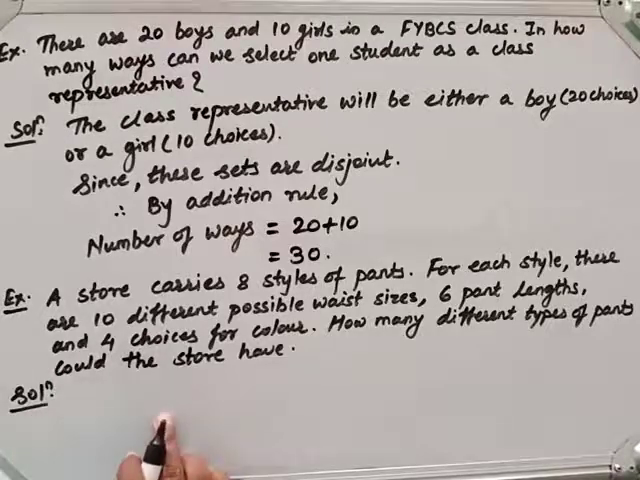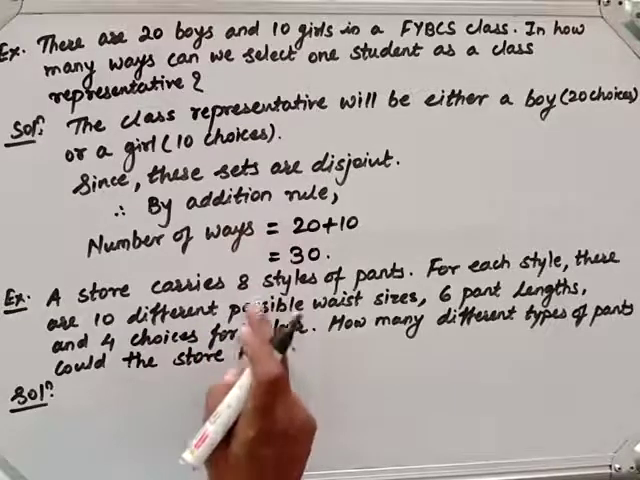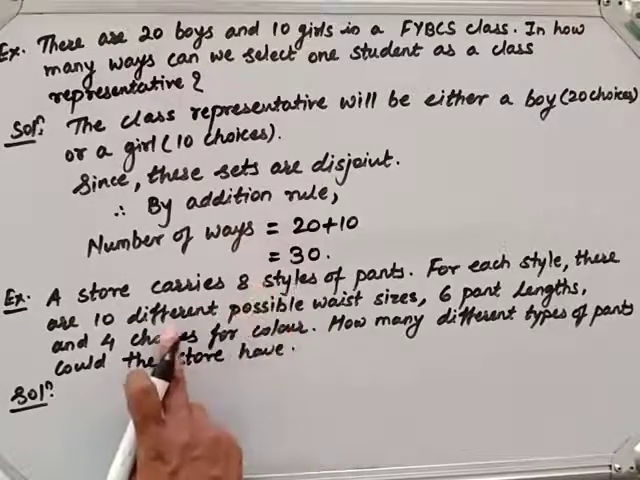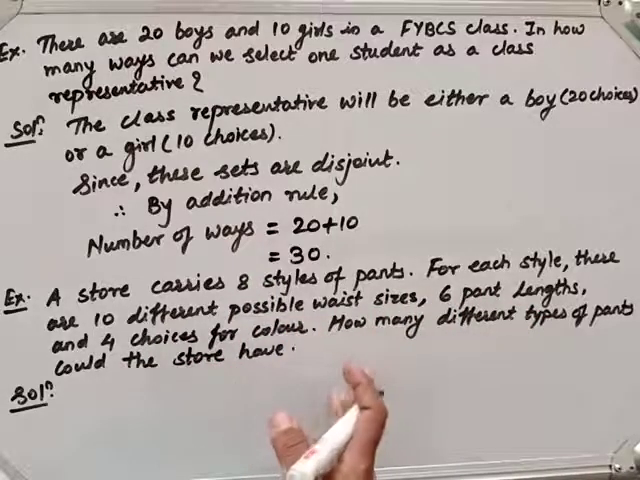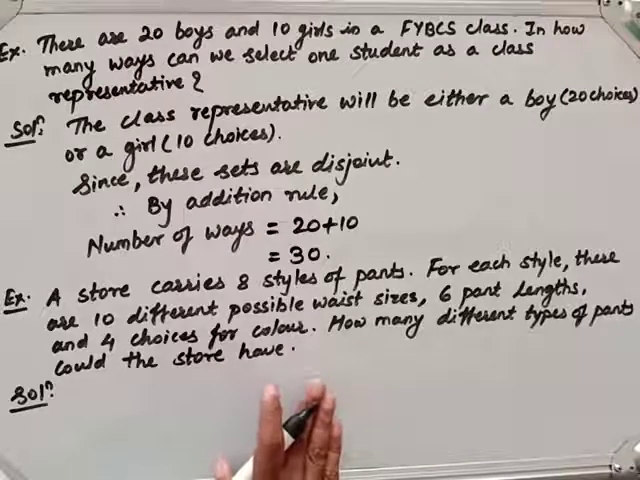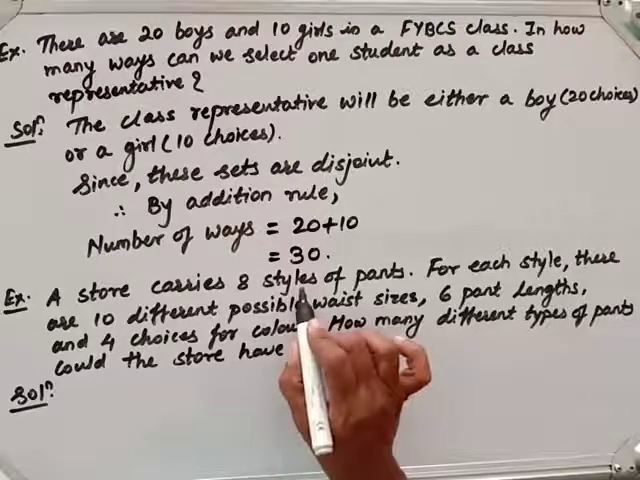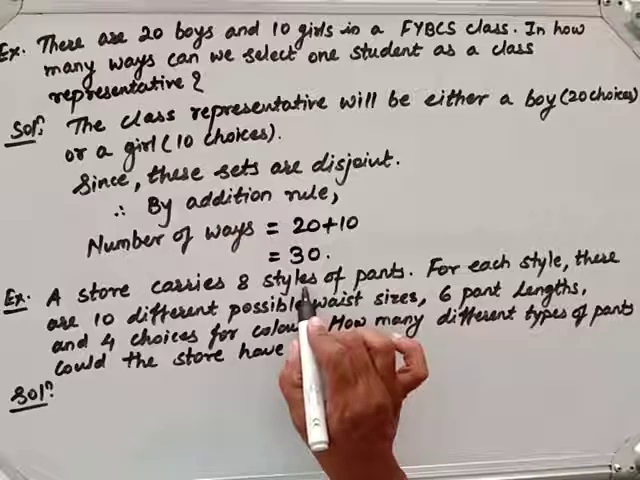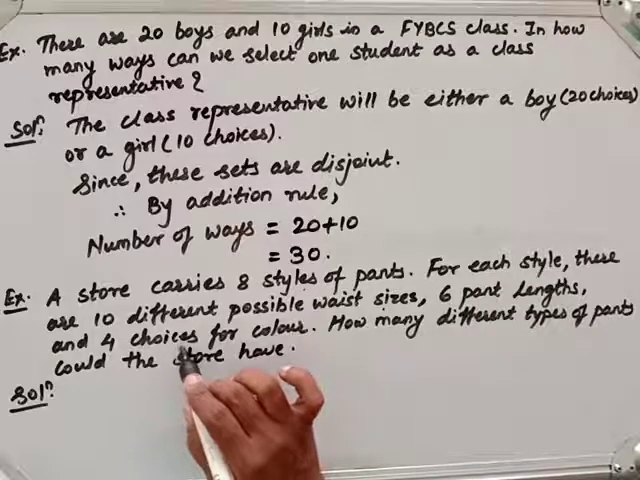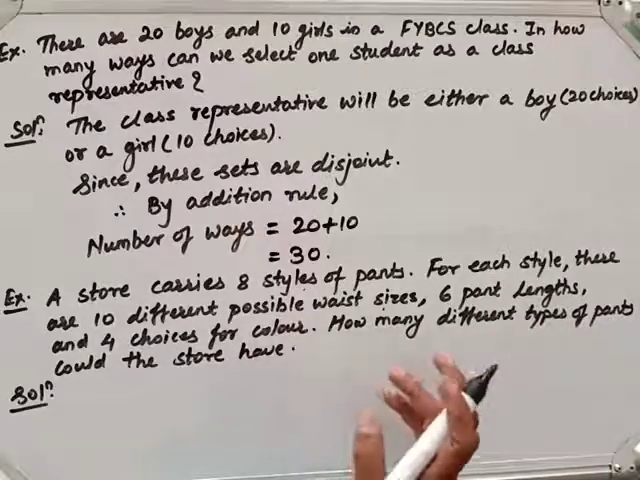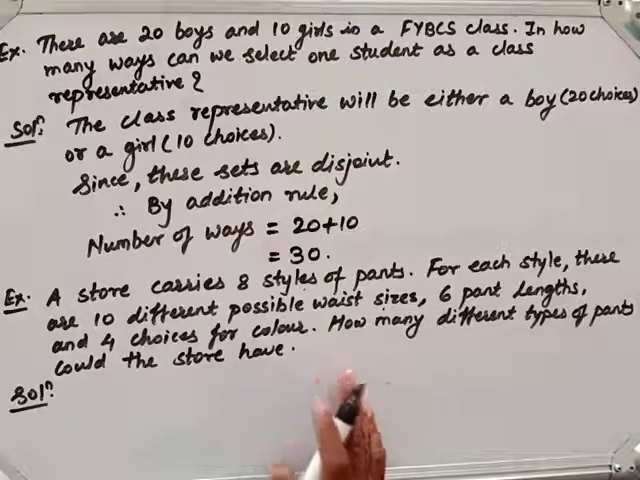Now the solution of this one. Now here each pant we have, actually there are 8 styles. In each style there are 10 different sizes, 6 choices for lengths and 4 for color. So if one of the member want to select the pant, that time he look for style, also look for size, then for length and for color. And is here, so as the sense of and is here, we will use a multiplication rule here.